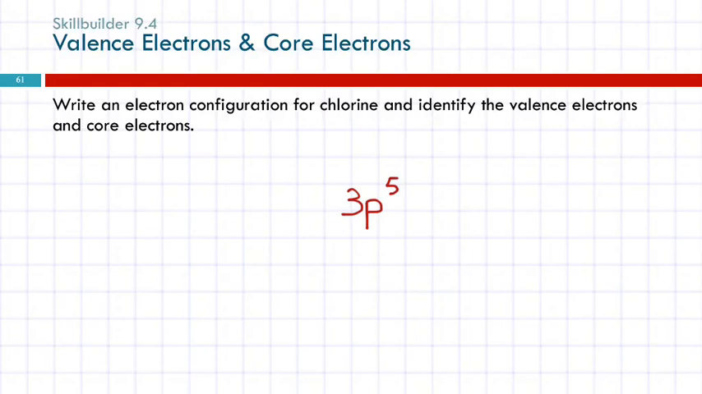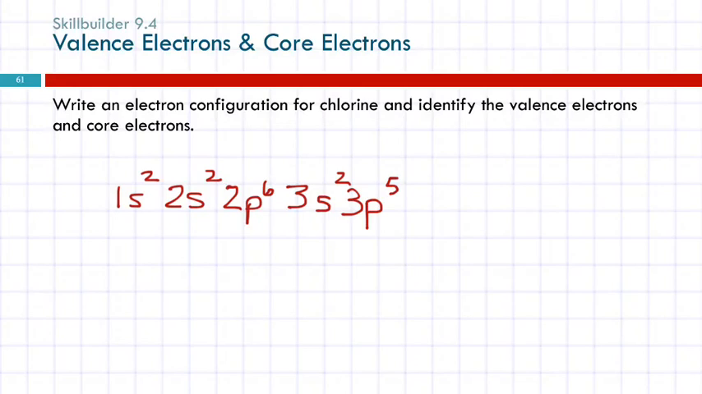Before 3p is 3s2. Sometimes s's look like 2's. No, they don't. What is wrong with my brain? 3s2, that's what I was going to say. And before that, there's 2p6 and 2s2 and 1s2. So that's the electron configuration.